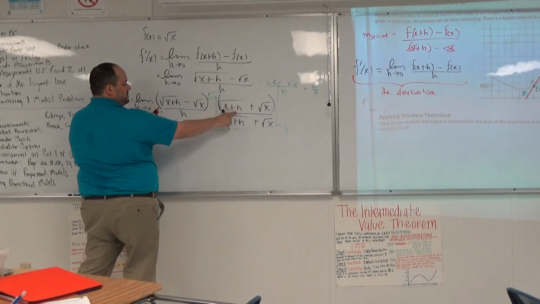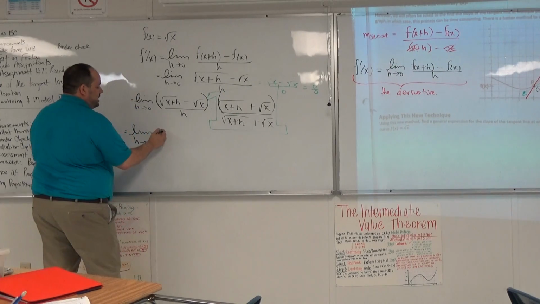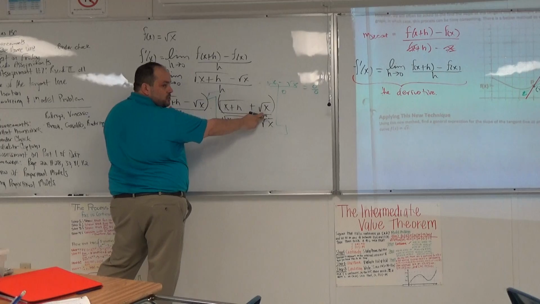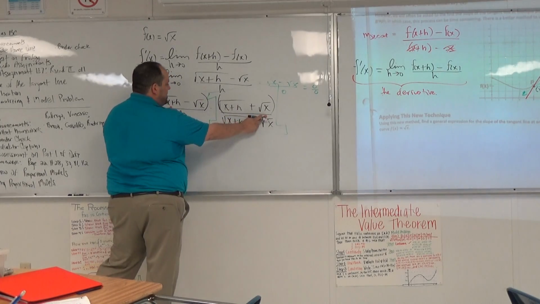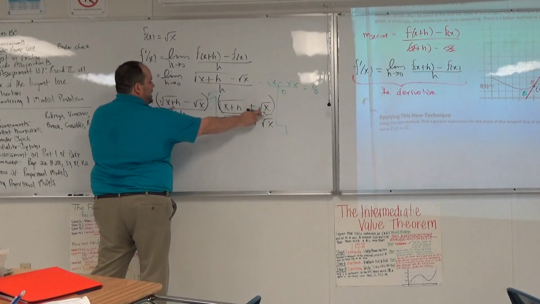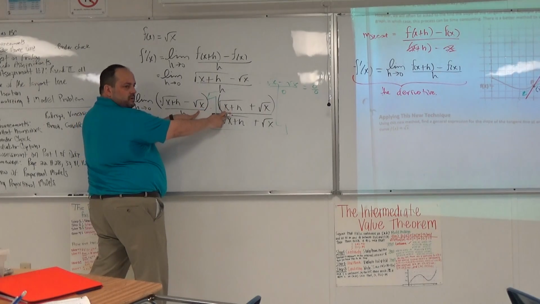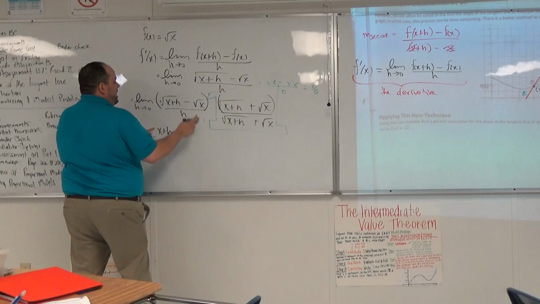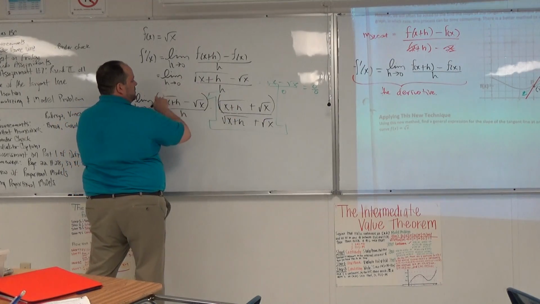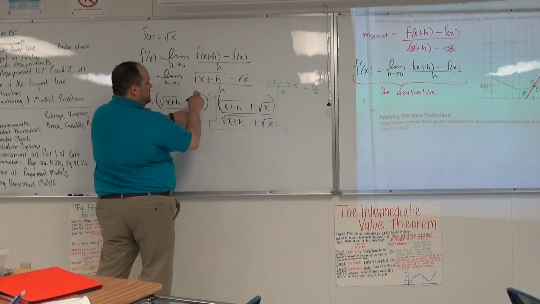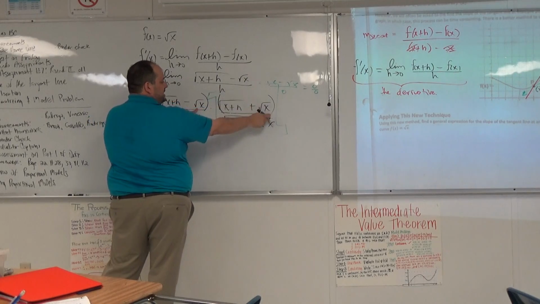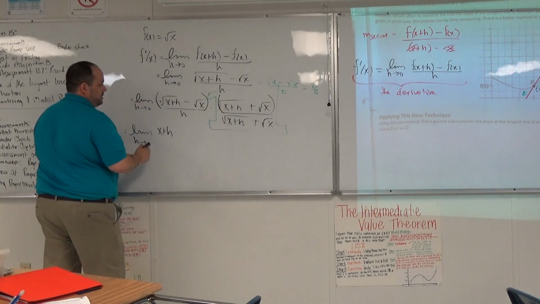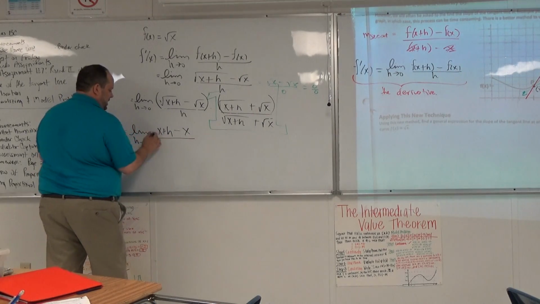Square root of x plus h times square root of x plus h is x plus h. Okay. Now this guy times the square root of x. And then what happens? Negative square root of x times the square root of x plus h. What's going to happen there? They cancel. I've multiplied the first and the first and the last. Negative square root of x times positive square root of x is going to be negative x.